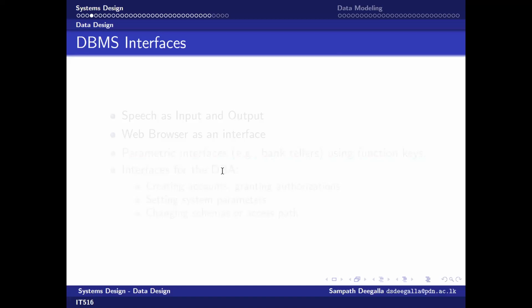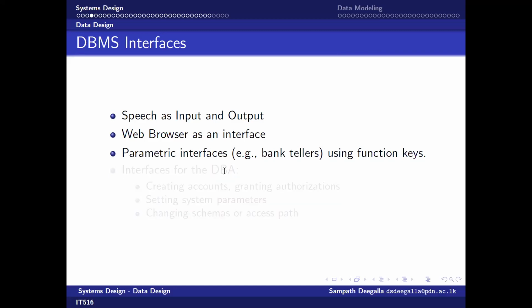What we mean by this is how you could put in the input. For input, there are a lot of interfaces available. For example, nowadays we could have speech as the input and output, and a web browser as the interface. Many times, with cloud computing and all, we use a web browser as the interface to interact with the databases. Then we have what we call the parametric interfaces, where a predefined set of queries is provided.